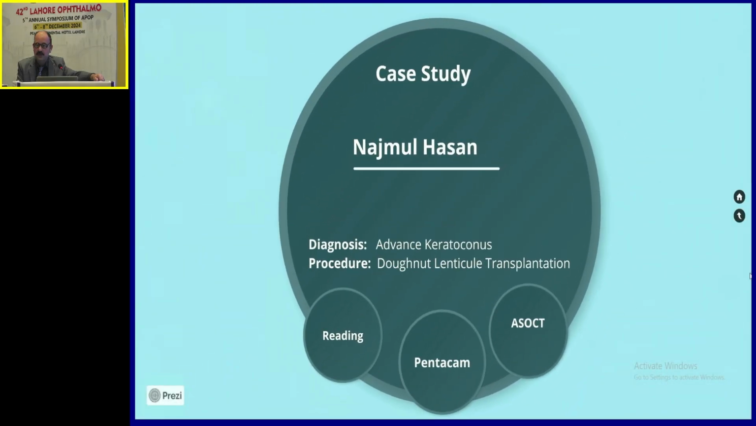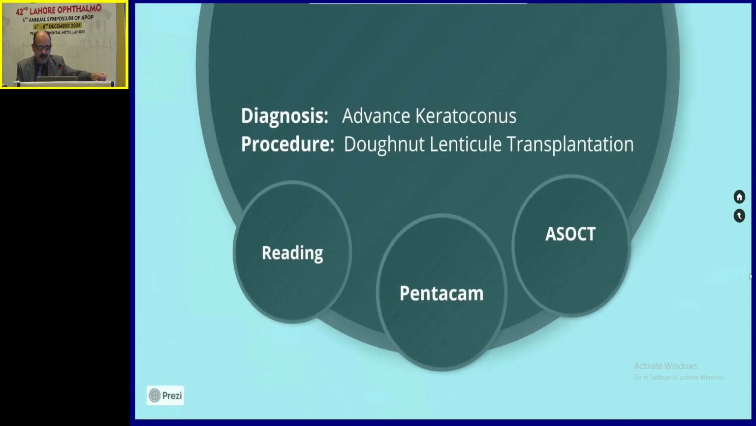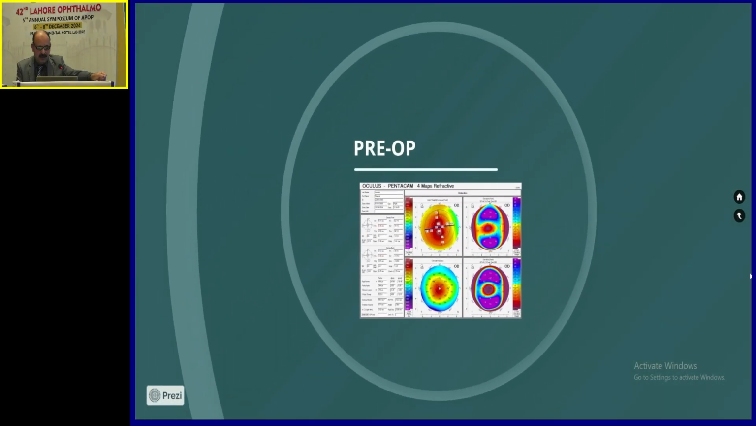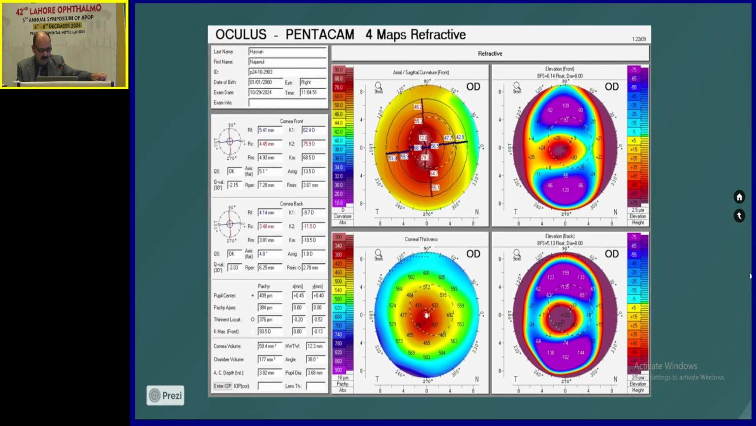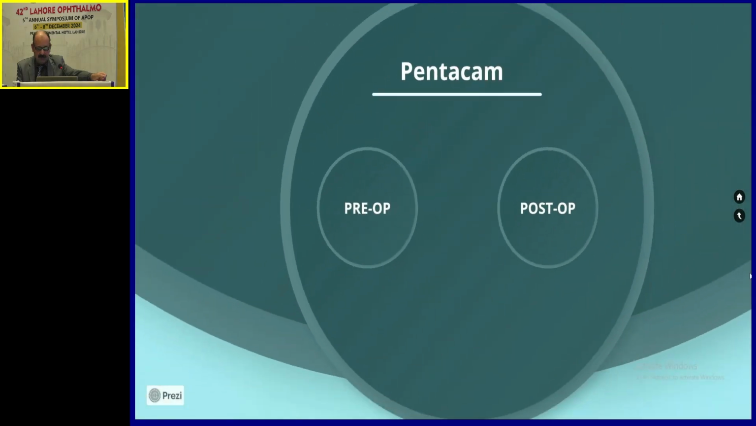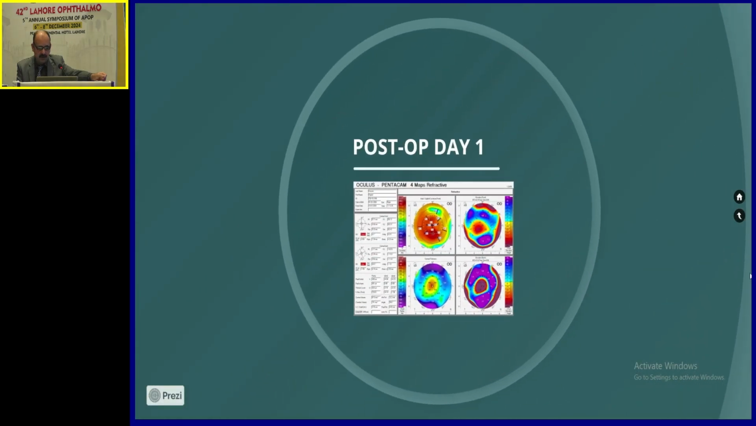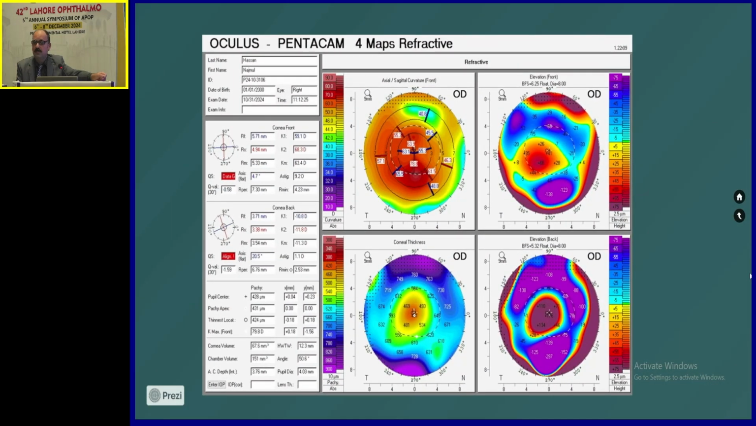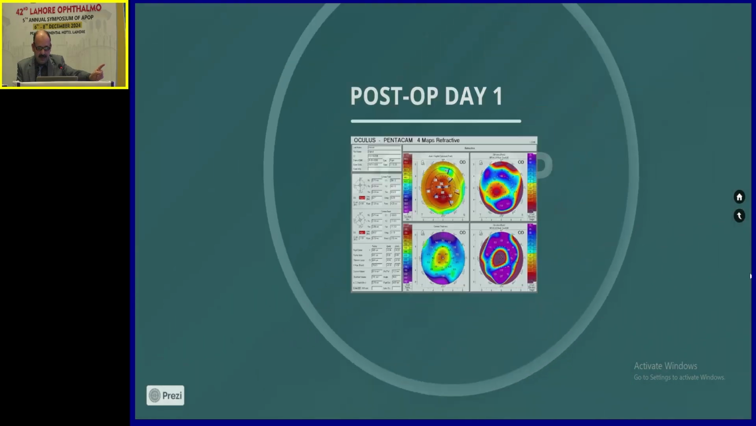We can go to the next step. This patient is from Multan, and I did this procedure for advanced keratoconus. The procedure is DRLT, right? And this was done a month ago. This is the pre-op picture in the right eye. This is the post-op on day 1. And the beauty of this procedure is that you can get the result even on the first post-op day. And look at the table.